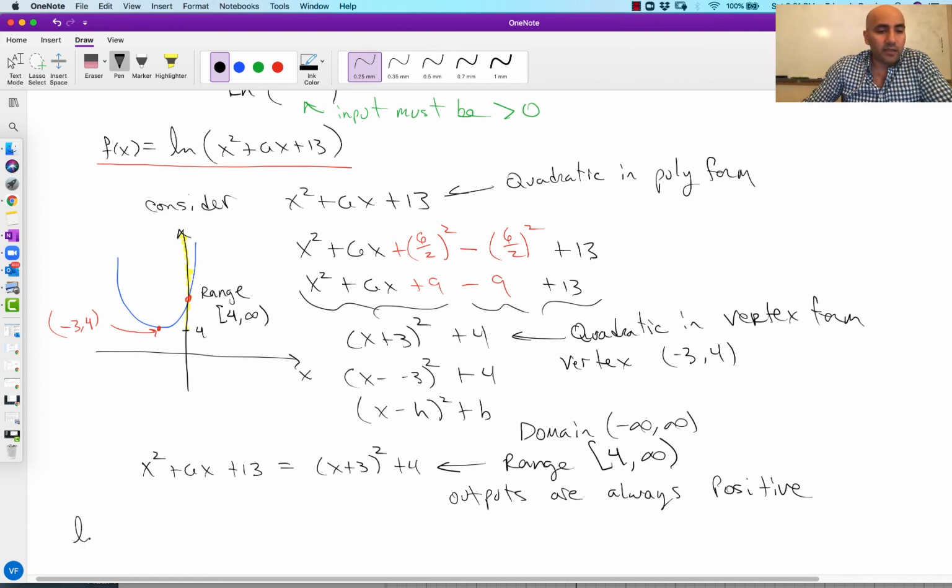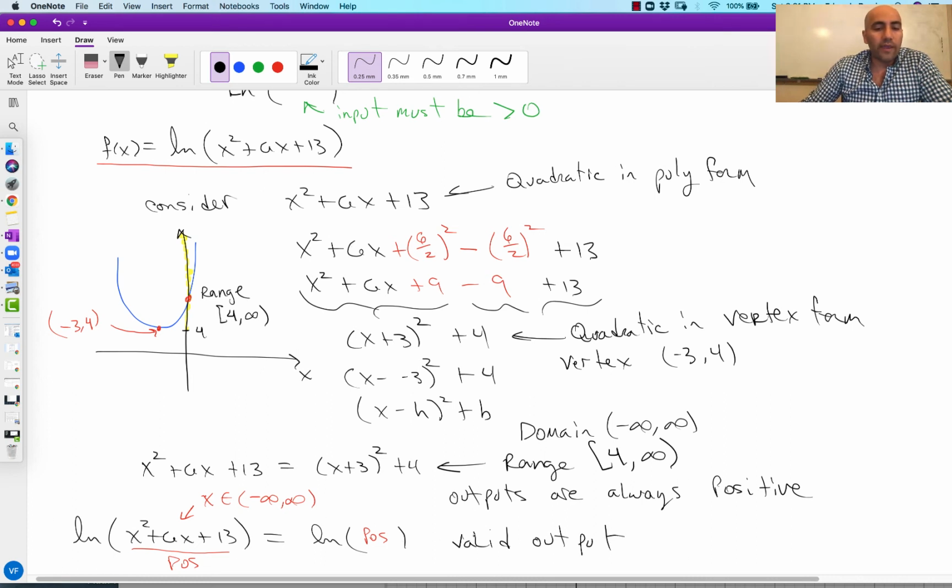Therefore, now when we think about the ln of x squared plus 6x plus 13, we've just established that everything that goes in here, no matter what input value, so x could be any value from negative infinity to positive infinity, this is guaranteed to be positive. So we'll end up with an ln of some positive number, strictly greater than 0, and so we're going to get a valid answer. Valid output.